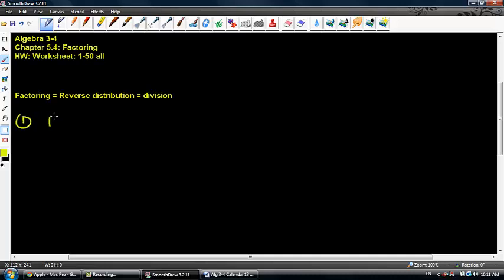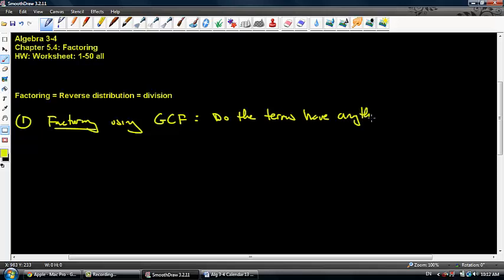The first one is factoring using GCF. Okay, and I apologize for that handwriting right there. It's factoring using GCF, greatest common factor. And all you really need to look for when factoring using greatest common factor, and this should be the first type of factoring you look towards doing whenever you're faced with a polynomial, is do the terms have anything in common?